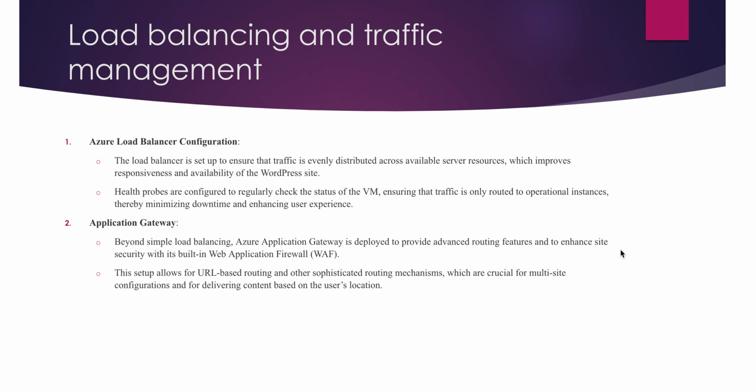After that, we have load balancing and traffic management. We use the Azure load balancer configuration to ensure that traffic is evenly distributed across available service hosts, which improves responsiveness and availability of the WordPress site. Health probes are also configured to check the status of the VM, whether it is running or not. The next is application gateway.